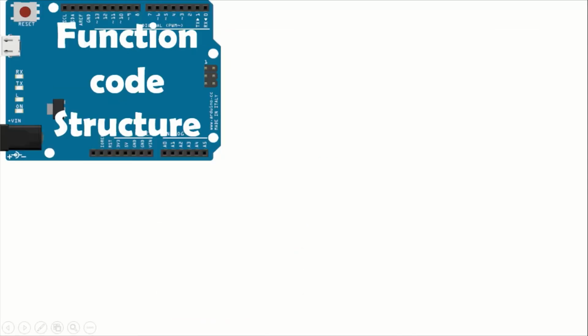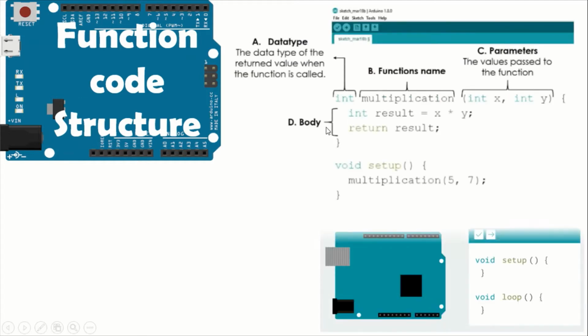So there are 4 main aspects of a function to consider. First of all, you have the data type, which is here integer, and for our main 2 functions, void, which means that the function returns nothing. Then we have the function name, then we have the parameters, and then finally the body. I'll explain every aspect in detail, but before that, let's solve this question.